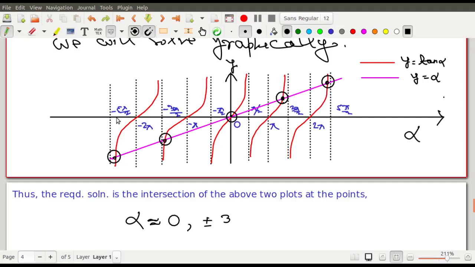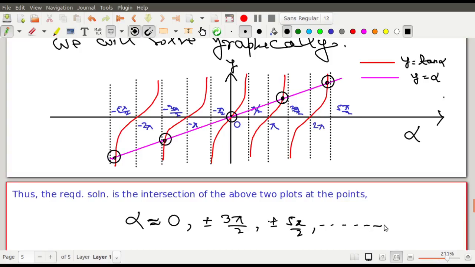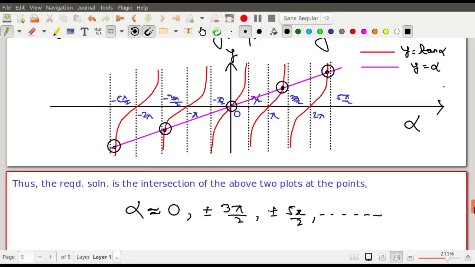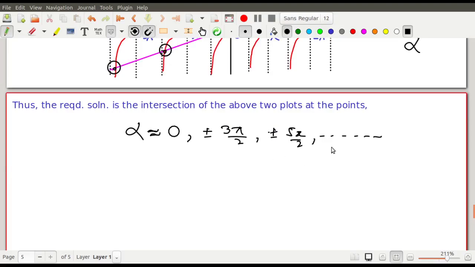I will take it approximately. So alpha equal to 0 plus minus 3 pi by 2 plus minus 5 pi by 2. So these are my approximate points where I try to find the solution. So thus the required solution is the intersection of the above two plots at the points like this.